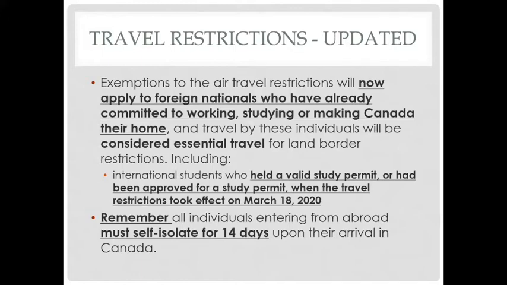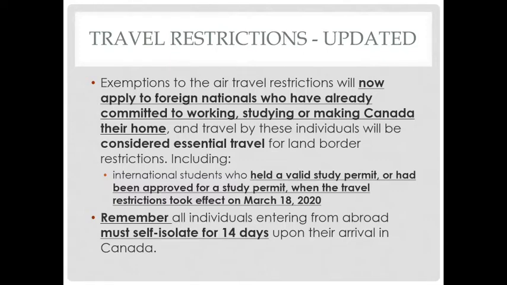So now, the restrictions will not apply to foreign nationals who have already committed to working, studying, or making Canada their homes. Travel by these individuals will be considered essential travel for land border restrictions. So what does this mean for foreign nationals who have already committed to working, studying, or making Canada their home? This would generally apply to people that already have a study permit when this situation started.